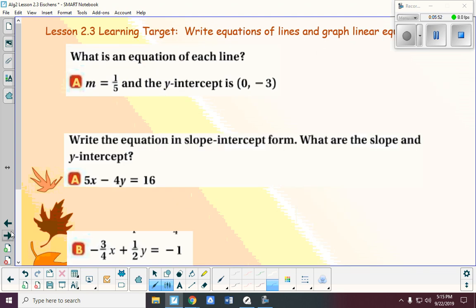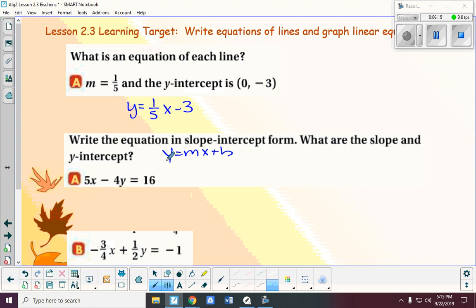Next, it says, what is the equation of each line? They give us that the slope is 1/5 and the y-intercept is (0, -3). So y equals 1/5 x minus 3. The next problem says, write the equation in slope-intercept form. What are the slope and y-intercept? Well, slope-intercept is y equals mx plus b.